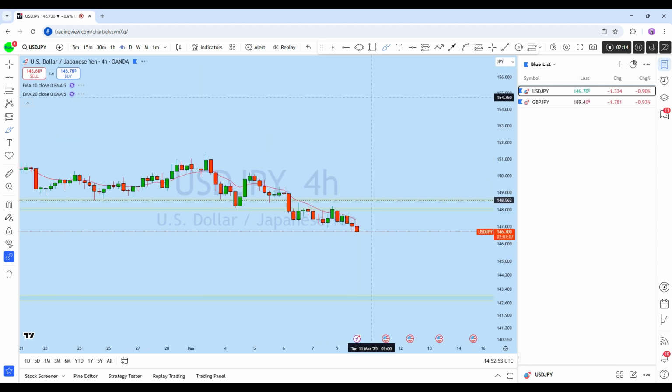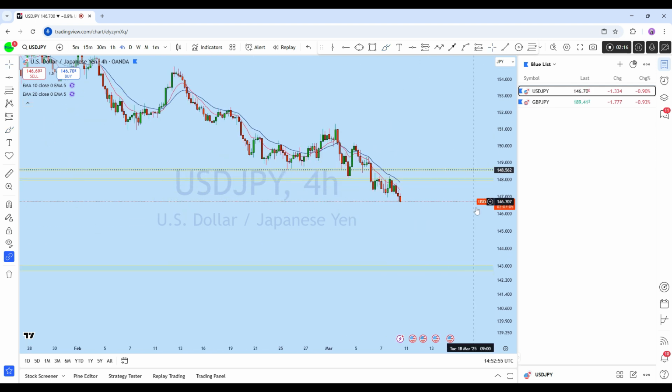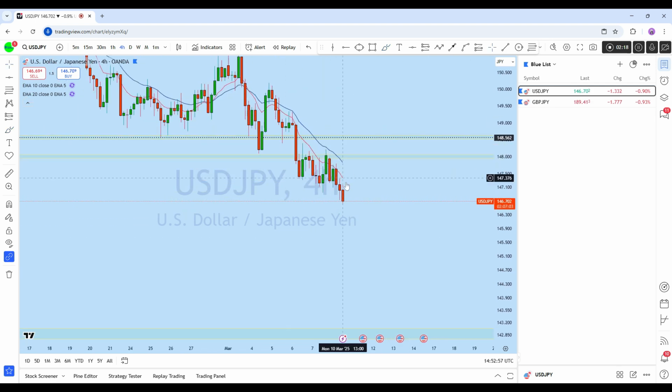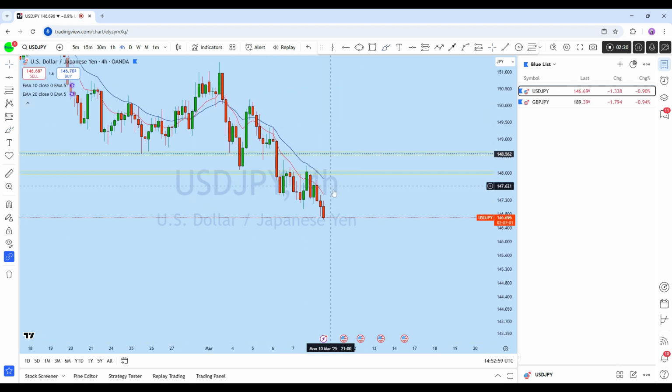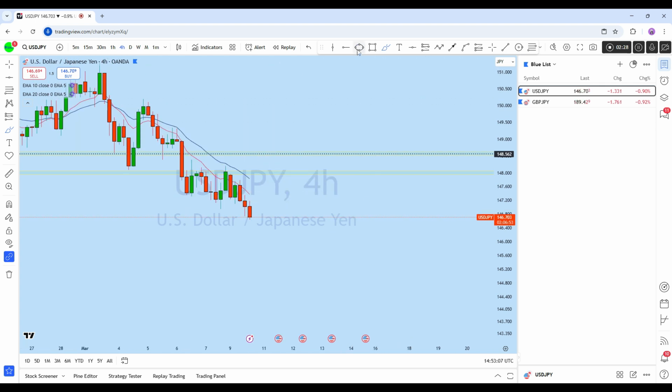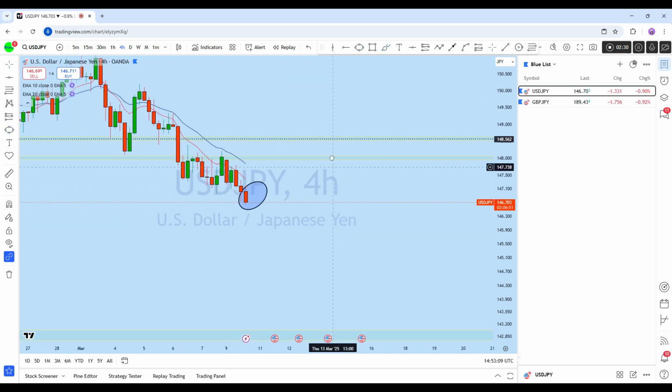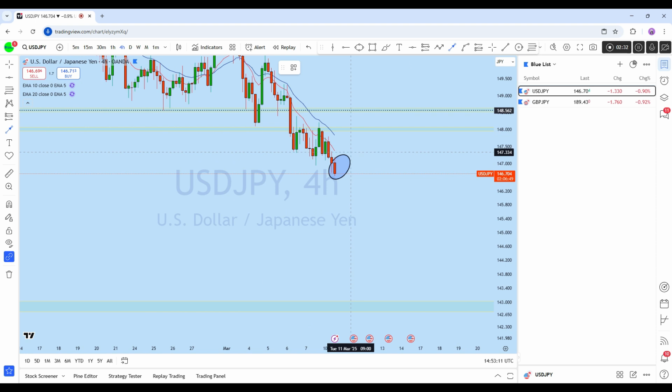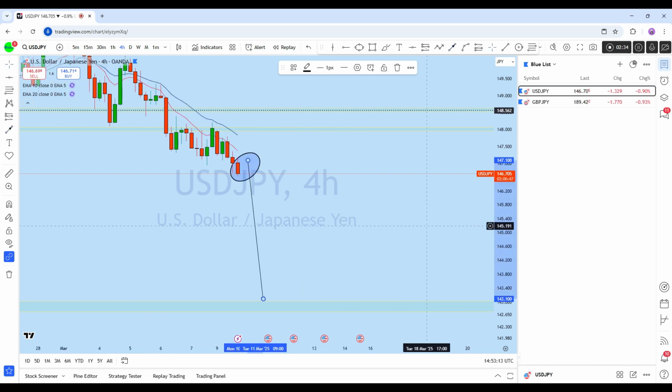So if we look at the 4-hour perspective on dollar yen, we can see that this market is in a strong downtrend, and we are expecting the price to continue to drop to create a new lower low. So this is where, as soon as we find a suitable entry on dollar yen, we will be looking for a selling opportunity in this instrument.